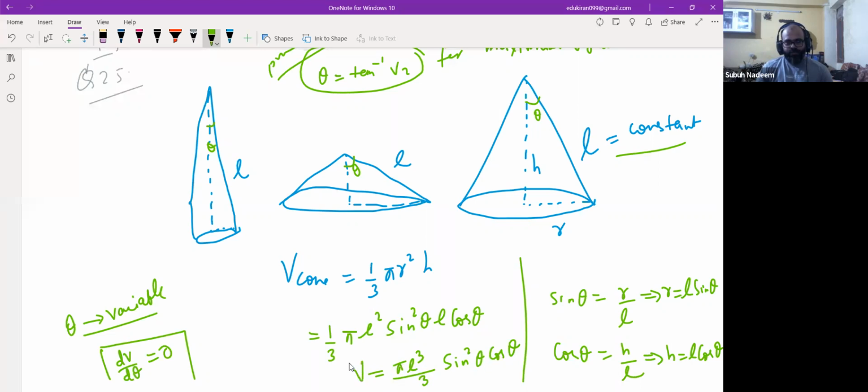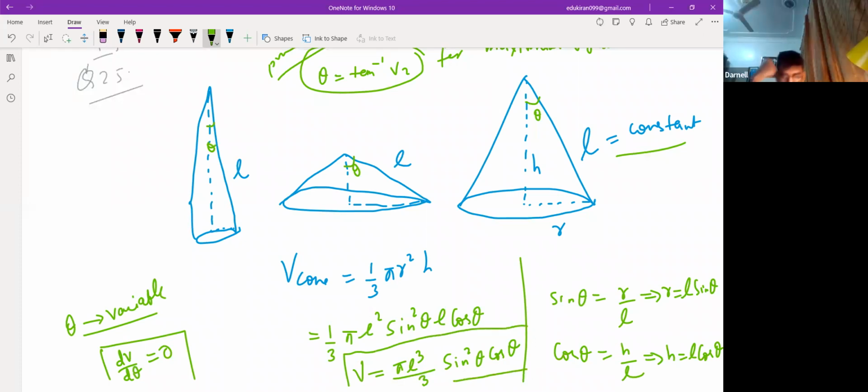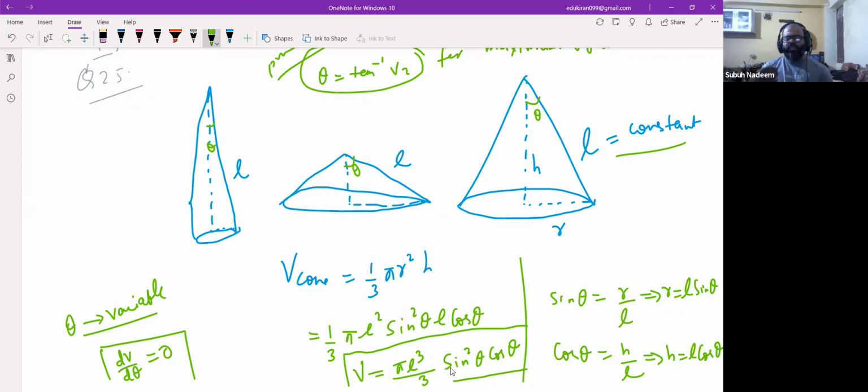This is the volume. Pi L cube by 3 is a constant. It will become 0 on going to the right hand side. You have to just differentiate sine square theta into cos theta by product rule and find theta for which this is 0.